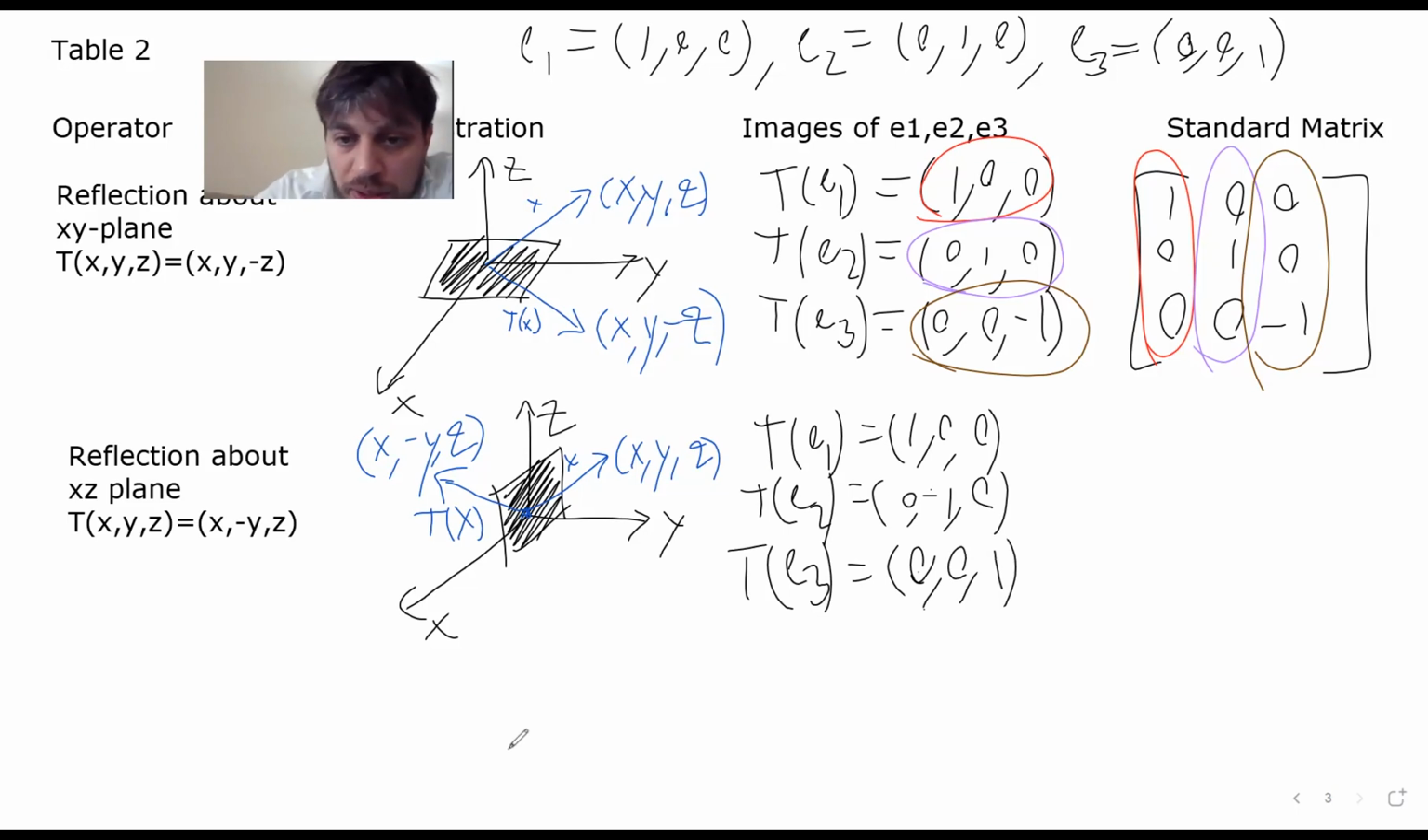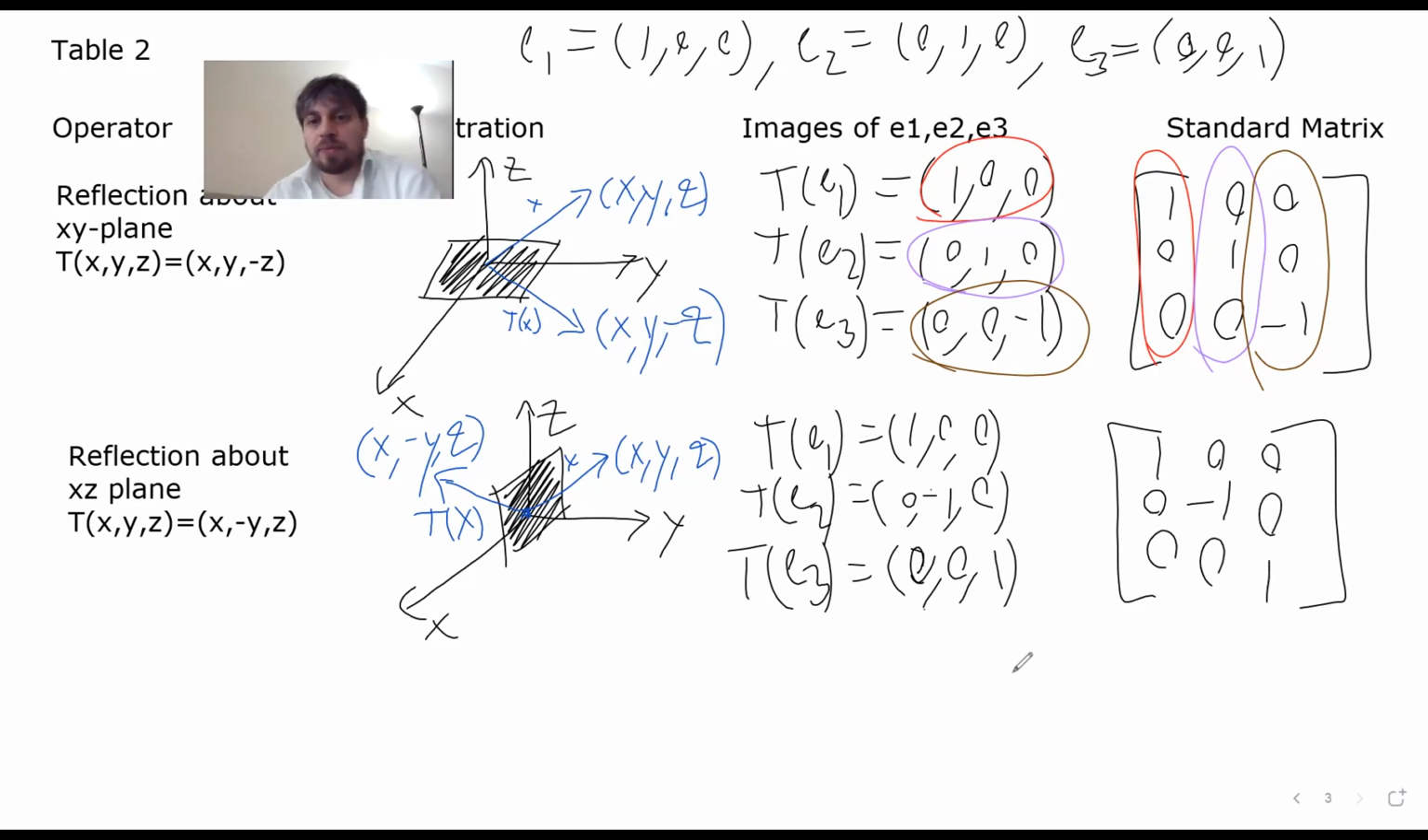And you get 0, 0, 1. Okay. And so the standard matrix is built from those images. You have 1, 0, 0, 0, negative 1, 0, 0, 0, 1. So now that's the standard matrix for reflection about the XZ plane.